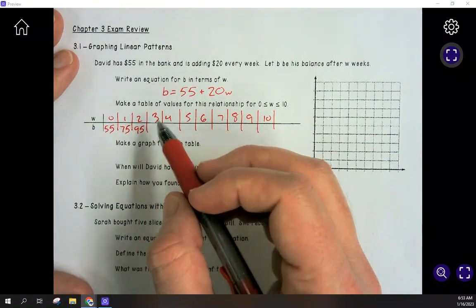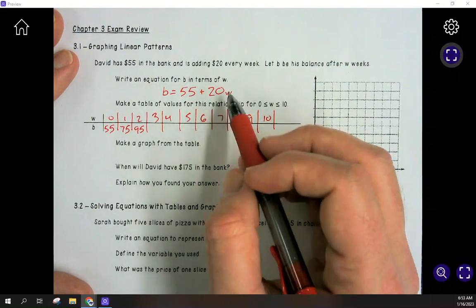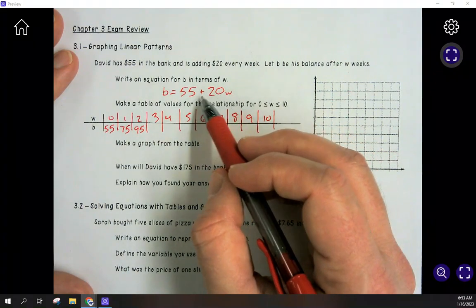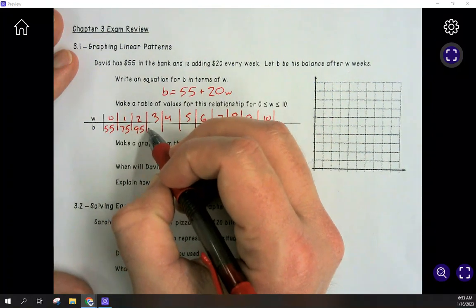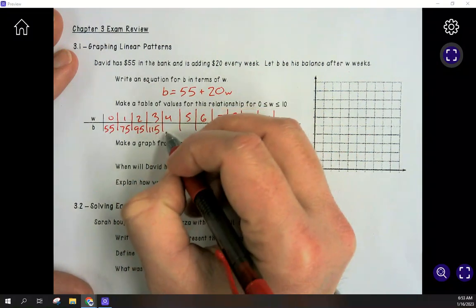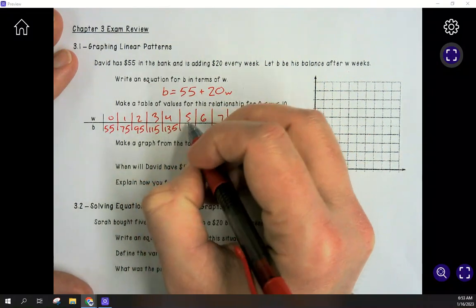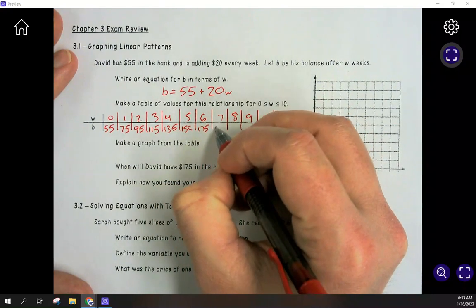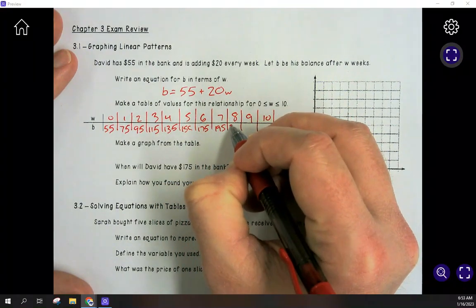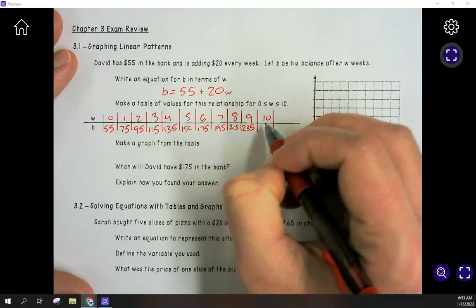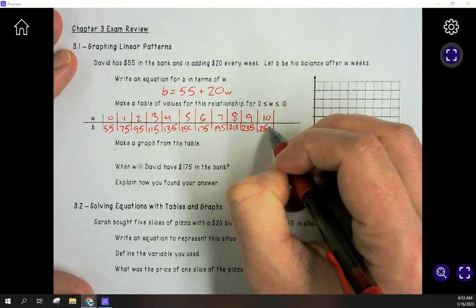Now in a table, we can just go 20, 20, 20, 20. Or you could actually plug the number in. Like when we get to 7, you could plug it in and do 7 times 20 plus 55. But since we're just going up one at a time, we're just going to keep adding 20. So 115, 135, 155, 175, 195, 215, 235, and 255.